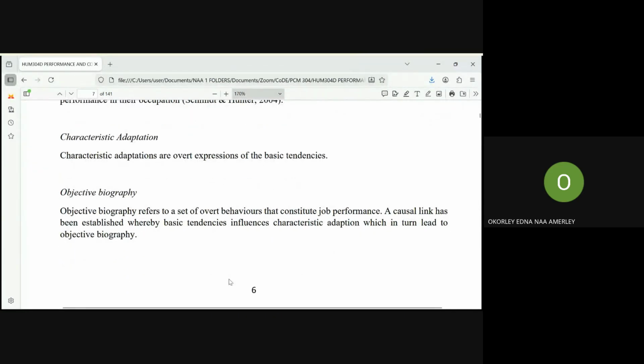And then objective biography, he is looking at the open behaviors that constitute how you do the job. The behaviors that everybody can see. So they can say that, oh, as for Kujo, when there is a job to be done, you say, oh, this job, if you give it to Kujo, he'll finish it today. If you give it to Kwame, he will take 3 days to finish it. It is because of the behaviors that they have openly seen about Kwame and Kujo.